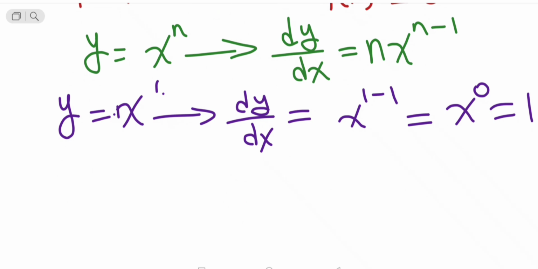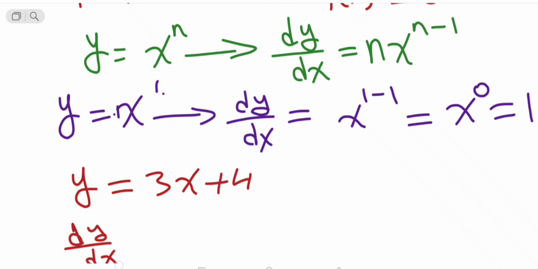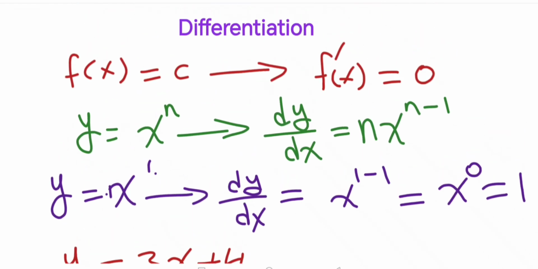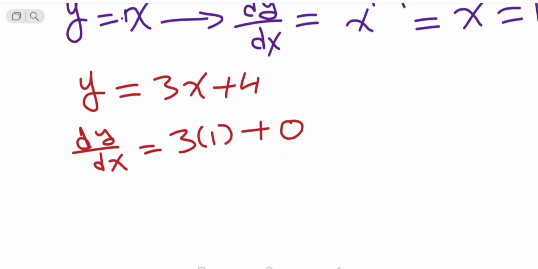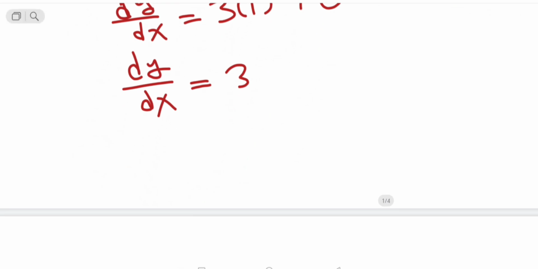Let me solve one question. The question is y equal 3x plus 4. dy over dx equal: the derivative of x, which we just learned, is always equal to 1. 3 multiply 1, and the derivative of 4, a constant. The first rule I told you, the derivative of a constant is always equal to 0. So dy over dx equal to 3 multiply 1, 3, plus 0, finish. This is our answer.